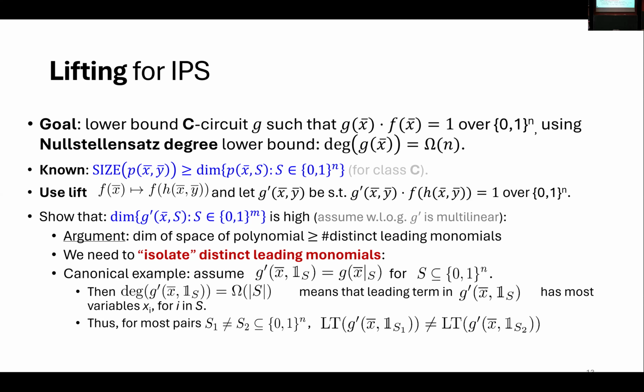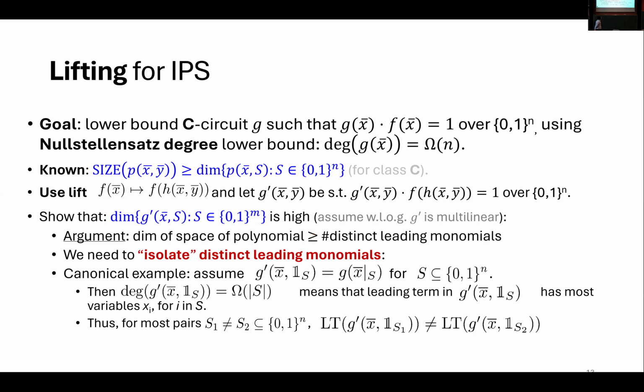So what I need to do to prove the size lower bound now is to show that the dimension of G prime, when I assign all the S's, all the bit strings, now I change it to M, it's not important, because I didn't specify what is Y, what is the size of Y. Right, so I need to lower bound this dimension.